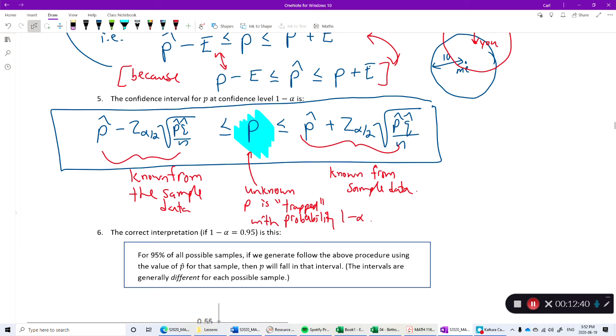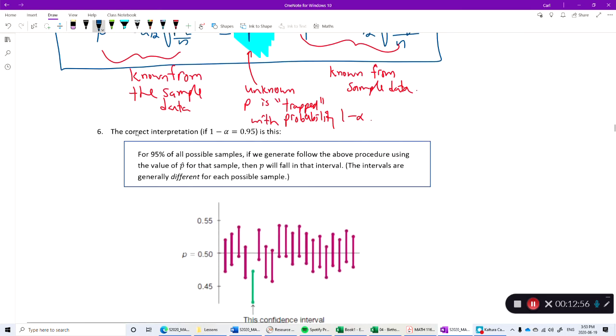Okay, so the correct interpretation of this, how do we say this properly? Now, it's very easy to misinterpret this. So I'm going to tell you a good way and then a couple of bad ways. So the correct interpretation, and let's assume that we're using a 5% alpha. The correct interpretation is this.